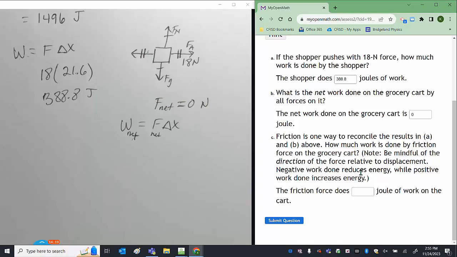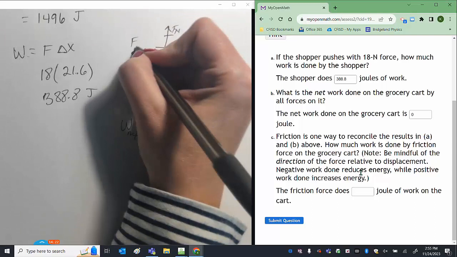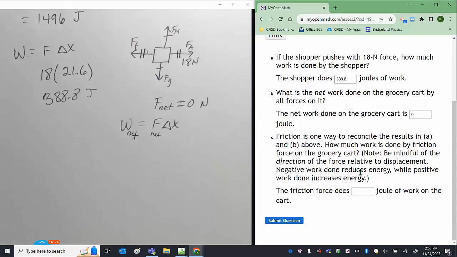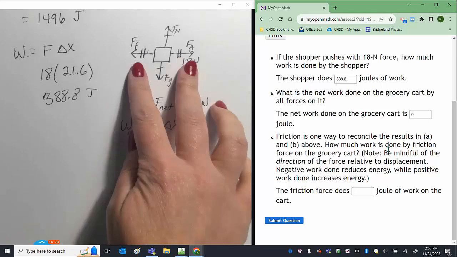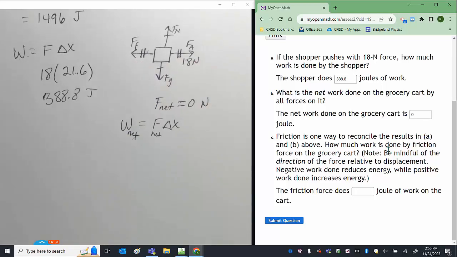How much work is done by friction? So it's telling us, let's call this friction. Be mindful of the direction. These have to be equal and opposite, and so if those are equal and opposite, then the work done by those forces is also equal and opposite. So if the shopper does 388.8 joules of work, then friction does negative 388.8 joules of work, so that you end up with a net work of 0.